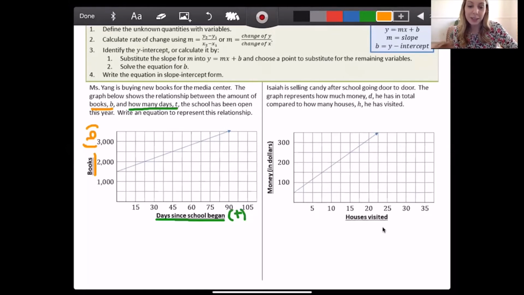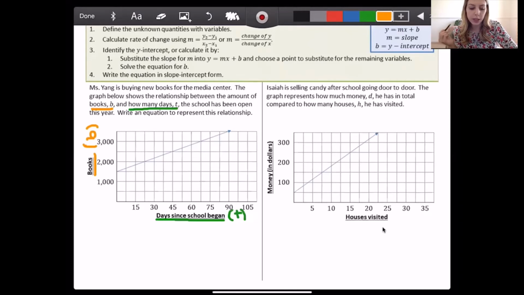This is our last set of paired problems, and Miss Yamas already completed the other couple. So here we go. We're going to start by reading this paragraph. Miss Yang is buying new books for the Media Center. The graph below shows the relationship between the amount of books, B, and how many days, T, the school has been open this year. Write an equation to represent this relationship.